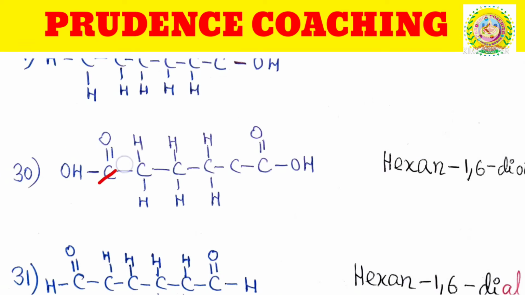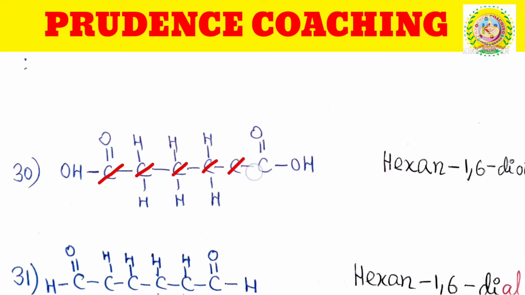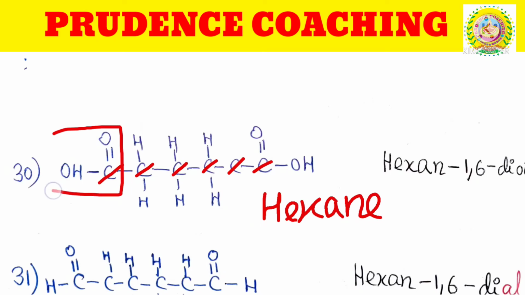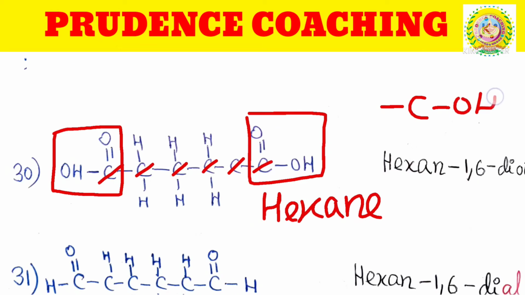So let us start with 30. Here we have 1, 2, 3, 4, 5, 6 carbons. So you will get here hex. Now in between carbons we have single covalent bonds, so hexane. Now you can see here also we have a functional group, and here also we have a functional group. And these two functional groups are of carboxylic acid, as we have learned earlier. So this is carboxylic acid, and according to the rule of carboxylic acid, you need to remove this E and you need to write oic acid.